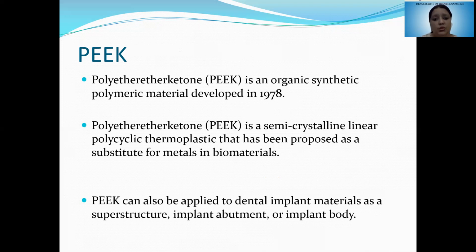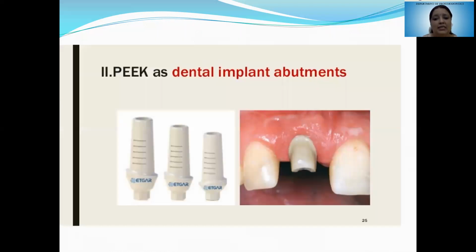PEEK can be used in dental implant biomaterials as an implant superstructure, an implant fixture, or implant abutment. It has a light gray or a cream color, and they're used as implant abutments mainly in the anterior region for better aesthetics.